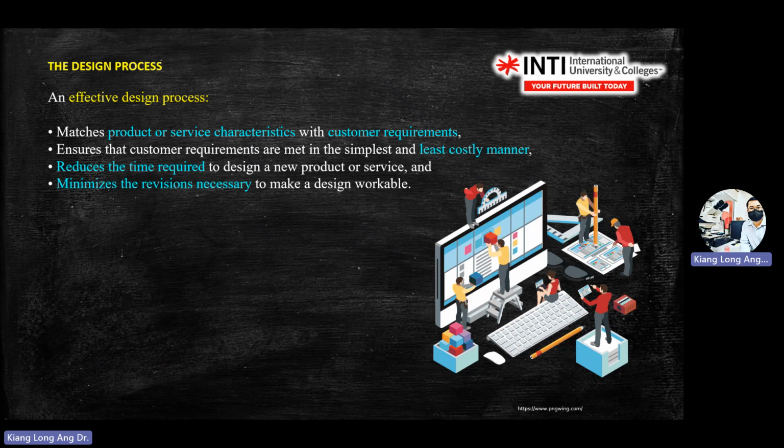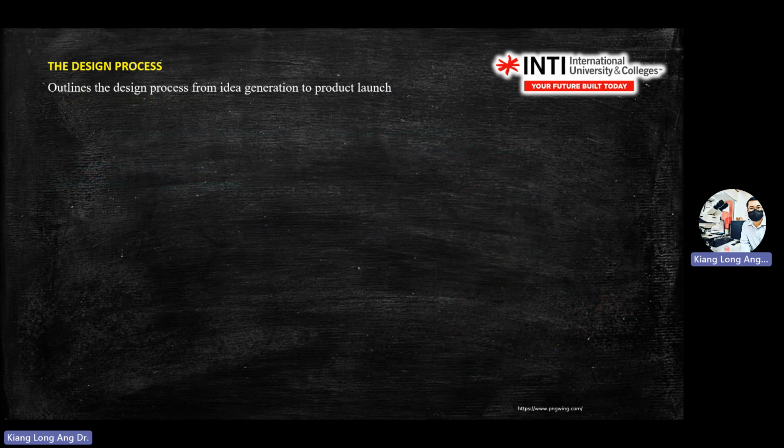And for engineering design, we try to avoid changes in the design, or in textbook words, we call it revision or alteration. So, 4 keywords for an effective design process. You make sure you meet customer requirement within the cost, within the time, and then minimize the revision on the drawing or on the production process. Okay, so these are the 4 keywords for an effective design process.